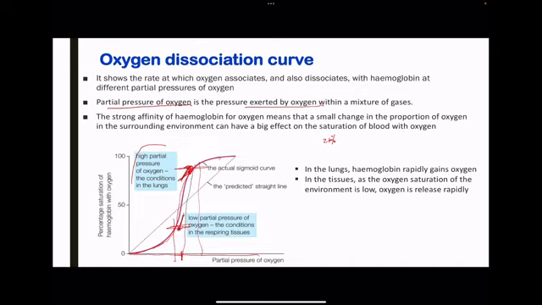This is what I explained. Between this region here, this part and that part, you can see the curve increases rapidly, or I would say the percentage saturation of hemoglobin with oxygen is going to be so high within this region, and that is because there is going to be greater affinity of hemoglobin for oxygen. Like I said already, in the lungs, hemoglobin rapidly gains oxygen, and in the tissues, as the oxygen saturation of the environment is low, oxygen is going to be released rapidly.